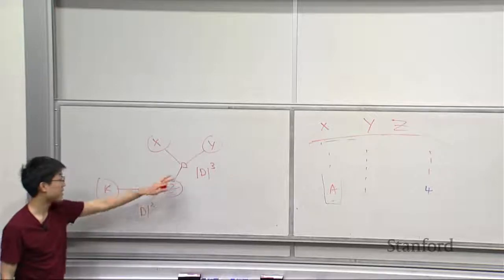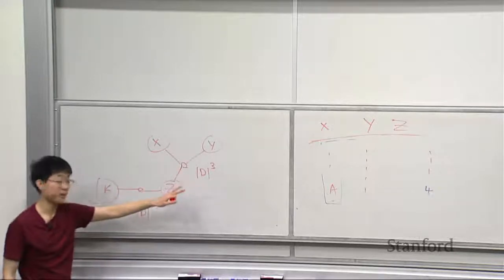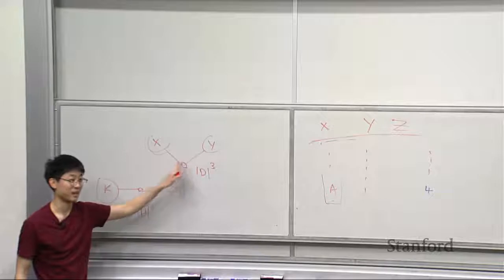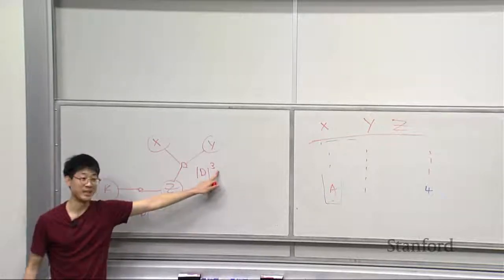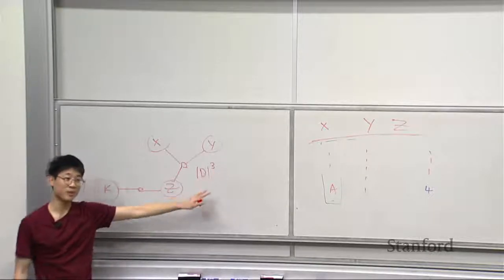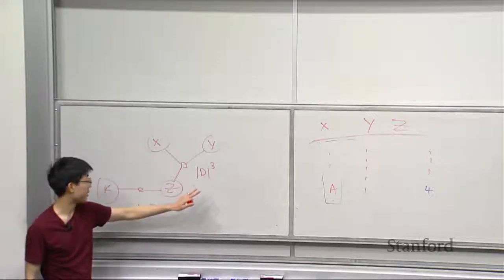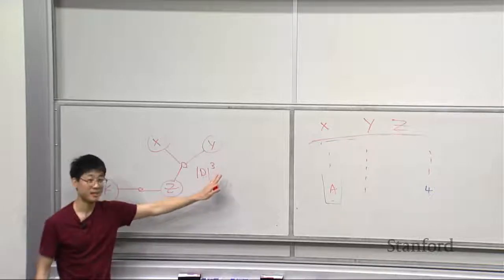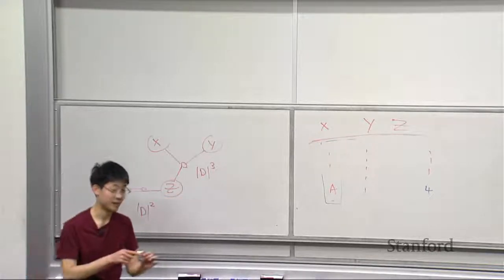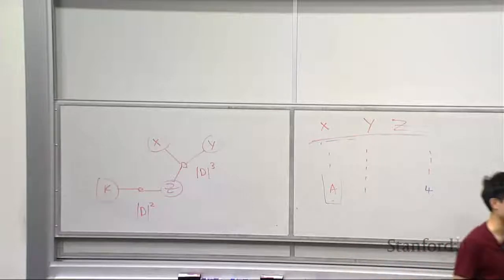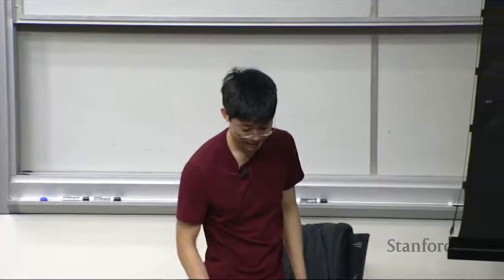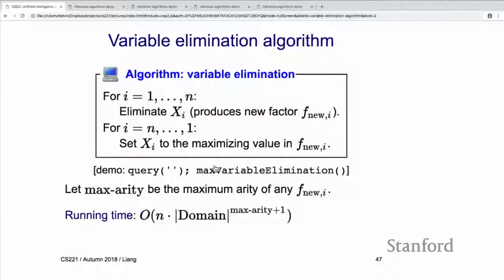So really, the runtime of eliminating all the variables is going to be dependent on the factor that has the largest arity, right? Because it's really this exponent up here that gets you. So the overall order complexity of variable elimination is just the domain to the maximum arity factor you encounter as you're doing this elimination. Oh, and there's an extra n there because you actually have to run through all of the variables.